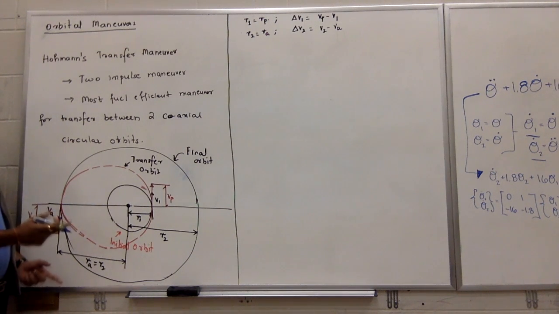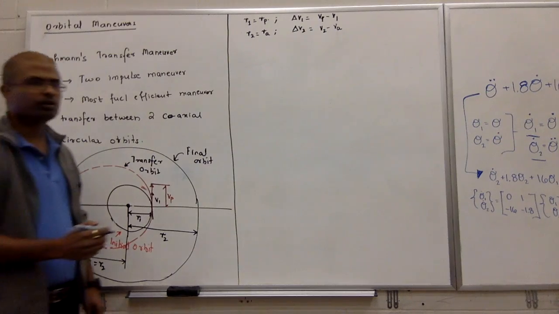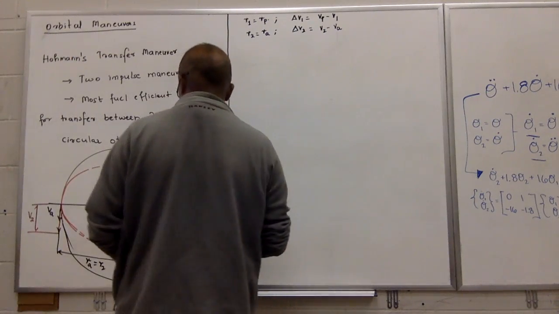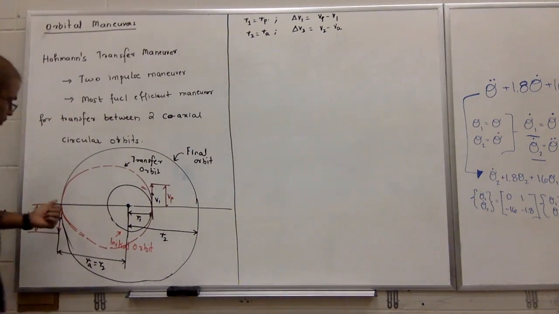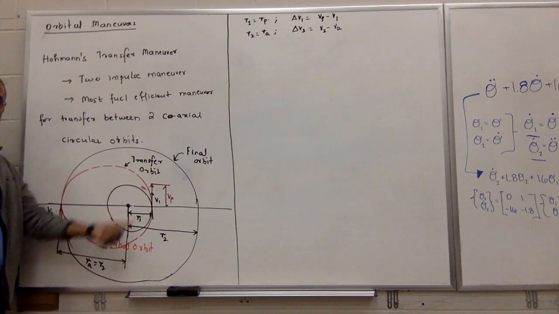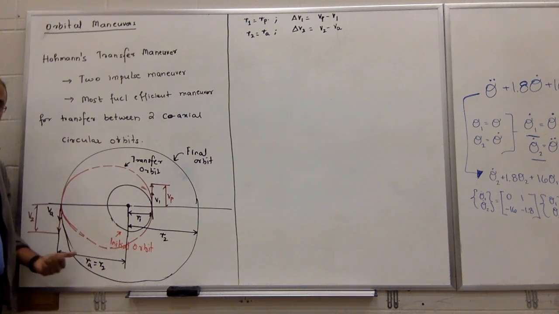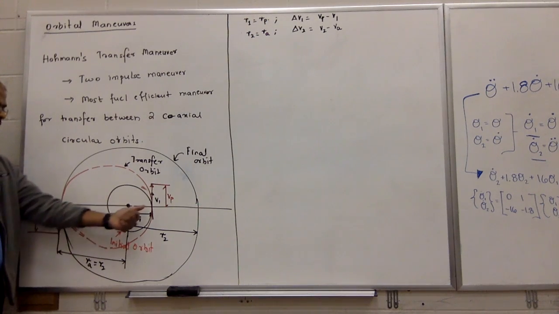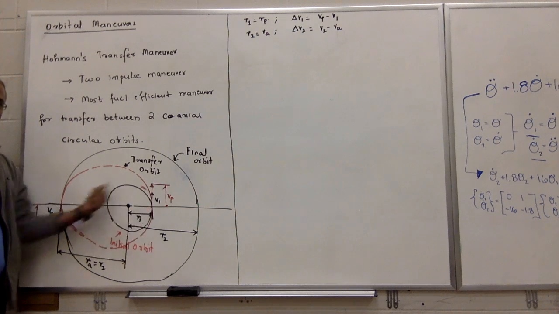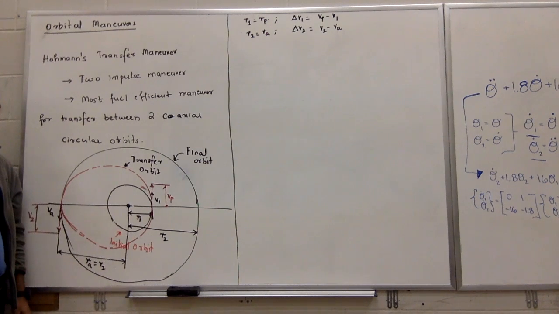So how do I go from the bigger orbit to the smaller one? You just burn in the opposite direction. First I do the burn here to get into the elliptical transfer orbit. Then I do the burn here to get into the smaller orbit. It is still the most fuel efficient transfer.